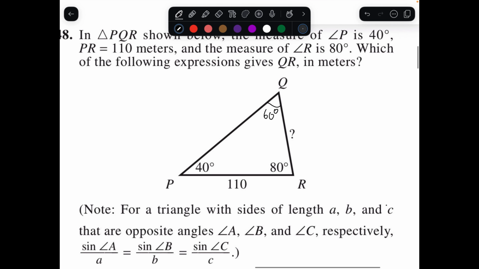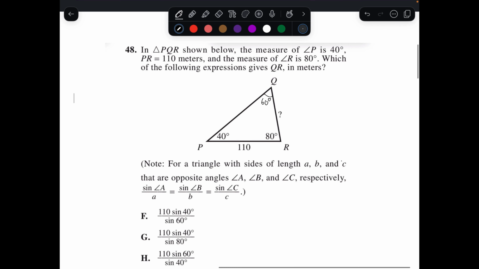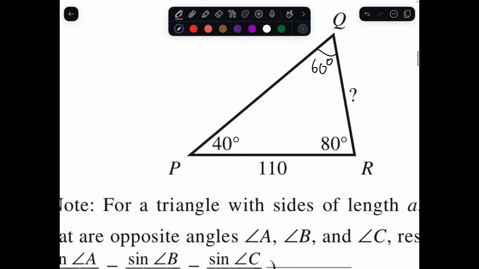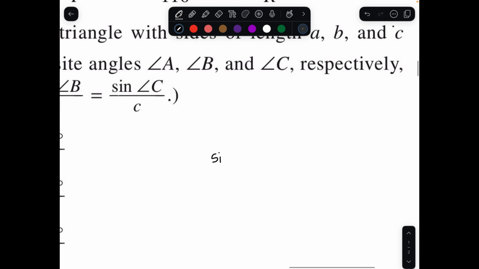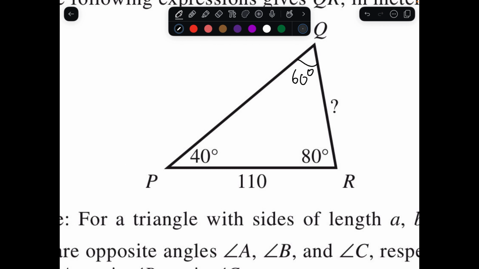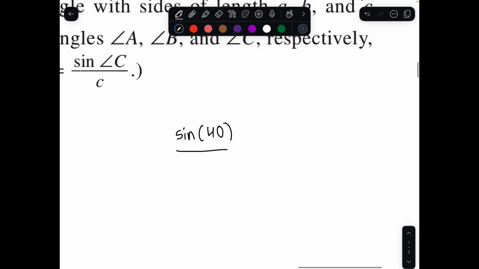Now let's use the law of sines, which basically says that, let's say I take this angle, 40, right? Sine of 40, over its opposite side, so QR.